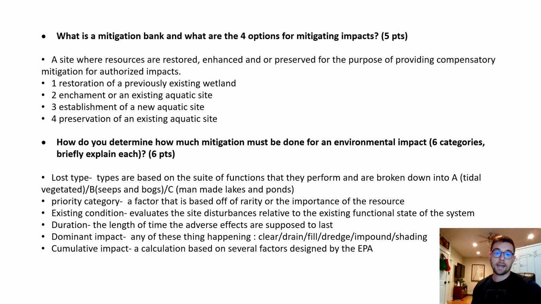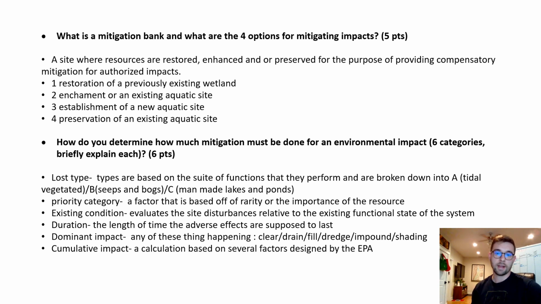Let's see, the 6 categories are the loss type. Types are based on the suite of functions that they perform and how they're broken down. So they're broken down into 3 different types, A, B, and C. A is tidal vegetated, B is seeps and bogs, C is man-made lakes and ponds.